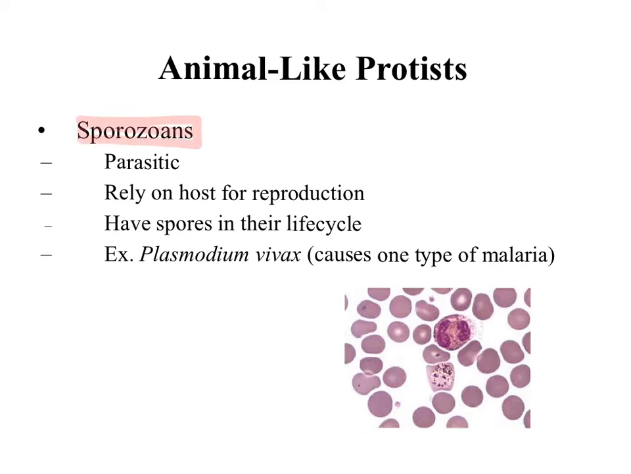Now, like their name says, spore, well, they have spores somewhere in their life cycle. These sporozoans are parasitic and rely on a host for reproduction. These sporozoans do not have a flagella, do not have a cilia or pseudopods, but they still move.